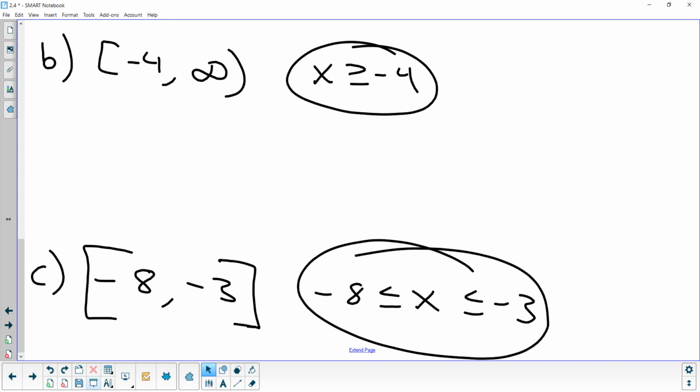So that says x is greater than or equal to -8, greater than or equal because we got the bracket, and less than or equal to -3, equal to again because we have a bracket. Anytime you have a bounded interval, you always have to describe it this way. The two numbers and the x in the middle. Okay, questions on that?